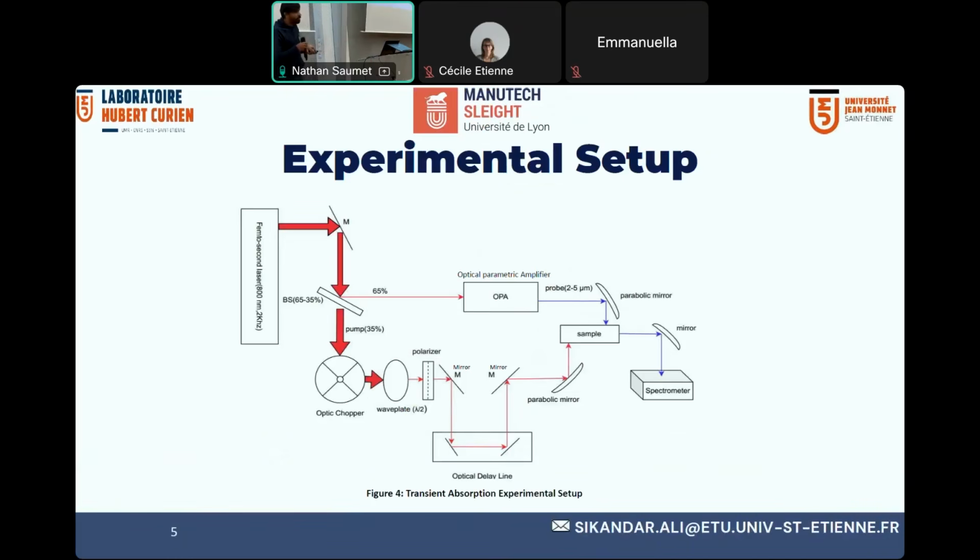This is the experimental setup that we used during our work. There are two paths: one path for the probe beam and one path for the pump beam. We use a femtosecond laser, and most of the power goes into the path of the probe beam because it is used to generate the mid-infrared light using the optical parametric amplifier, which uses nonlinear phenomena and requires a very huge amount of energy. During our work, we worked on the automation of the optical chopper, the spectrometer, and the optical delay line using a Python script.